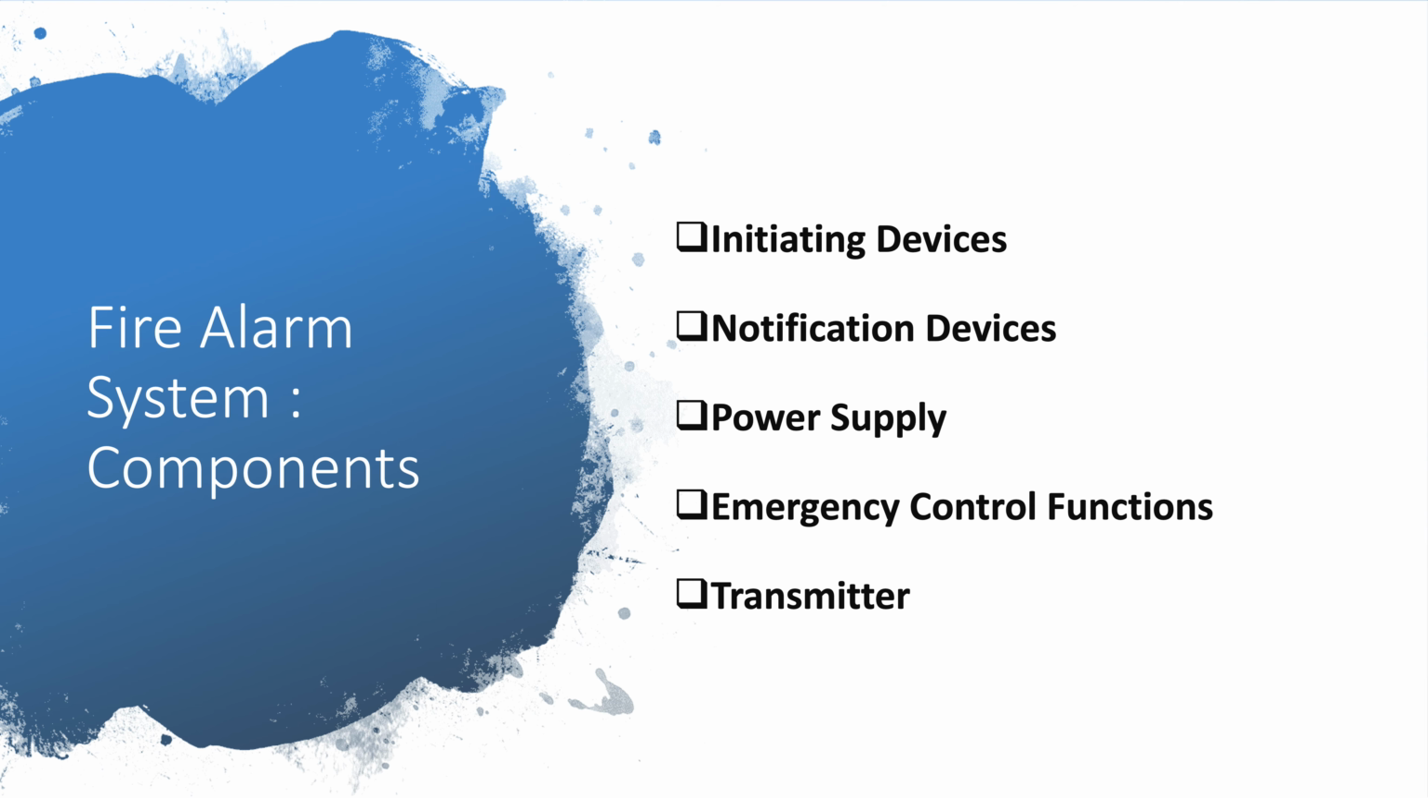So what are the components of a fire alarm? As we discussed in the previous slide, a fire alarm system comprises many components. First, initiating devices, notification devices, power supply, emergency control functions, and transmitter. We will discuss all these things later, but first we have to understand a few more terms.